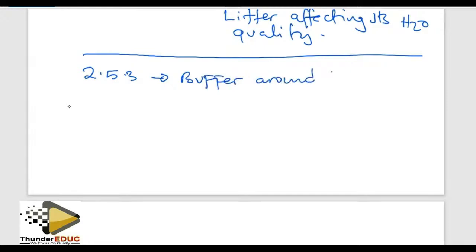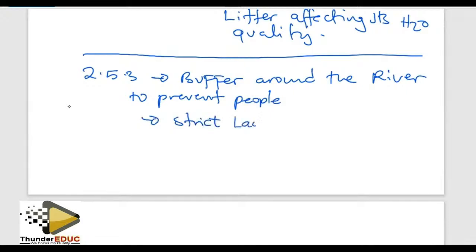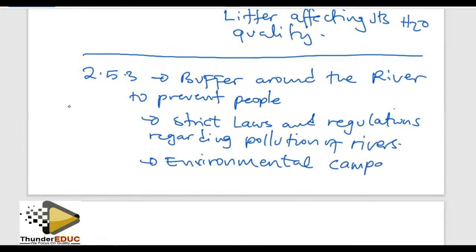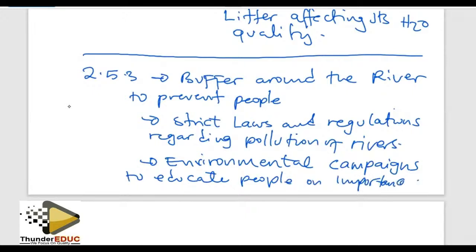It's a buffer around the river to prevent people, strict laws and regulations regarding pollution of rivers, as we'll talk about environmental campaigns, environmental campaigns to educate people, get people on the importance of rivers.